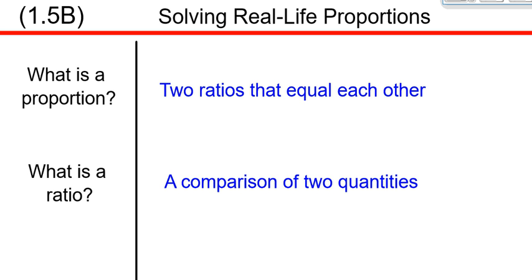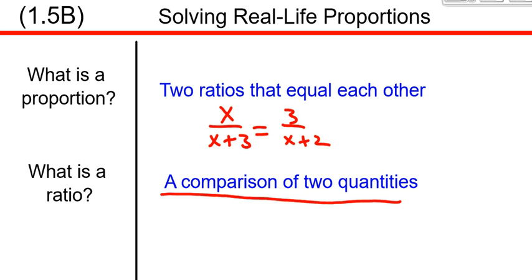So from yesterday, what is a proportion? A proportion is two ratios that equal each other. So ratios are basically two fractions that equal each other. If you'll recall yesterday, we had stuff like this, x over x plus 3 equals, I don't know, 3 over x plus 2, something like that. Where we had to solve for x, the ratios are equal to each other. So it's also a comparison of two quantities. So when we're making our word problems today, we'll be comparing like dollars versus days or something like that, dollars per hours, similar situations to that.